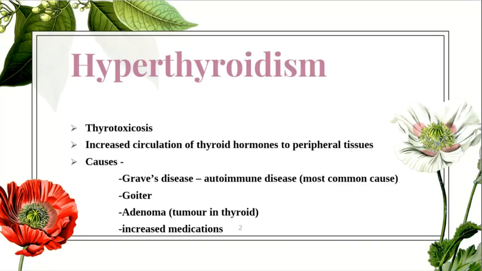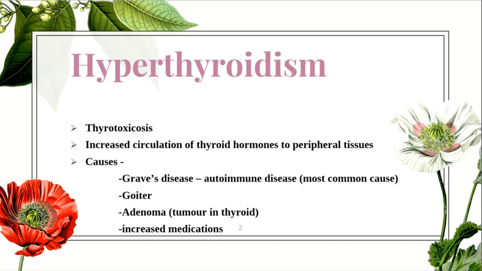The first endocrine disorder we are going to discuss is hyperthyroidism. Hyperthyroidism means when the thyroid gland is functioning in excess. So the thyroid hormones thyroxine, T3, T4 are getting secreted in excess. That leads to a condition known as hyperthyroidism. It is also called thyrotoxicosis, that is, the toxic condition of the thyroid gland. So that leads to an increased circulation of the thyroid hormones to the peripheral tissues.